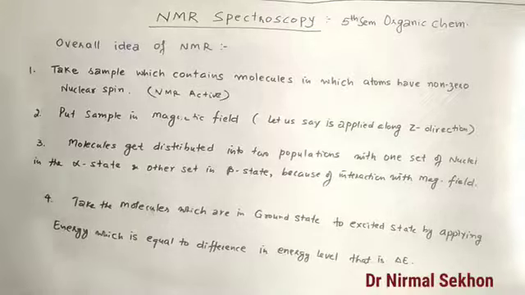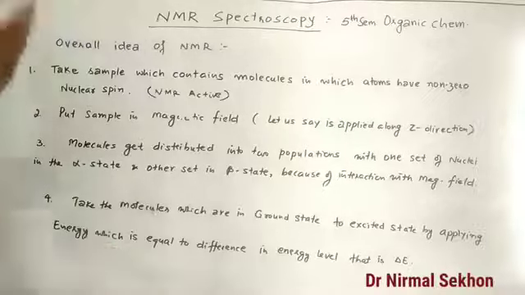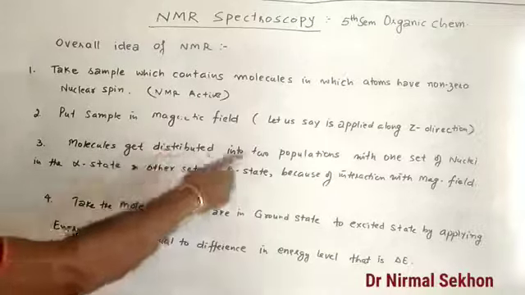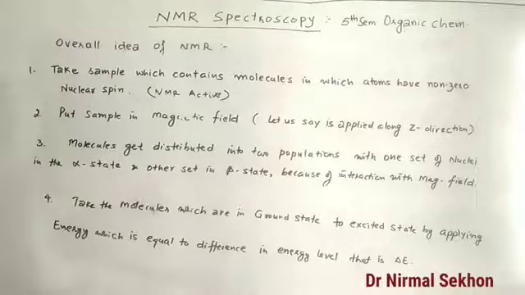We also calculated the energy of these two states: the alpha state has a negative, lower energy, while the beta state has a positive energy. So the molecules get distributed into two groups or two populations, with one set of nuclei in alpha and the other in beta because of the interaction.